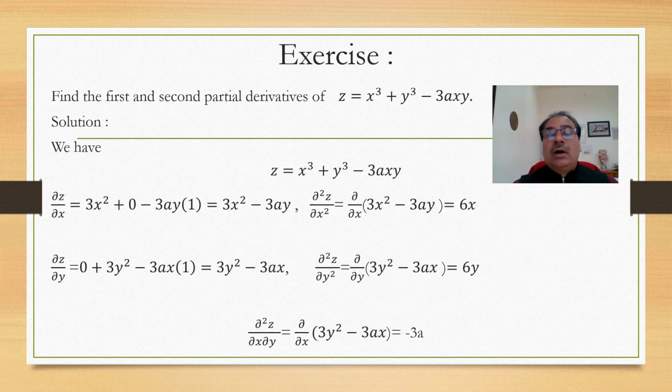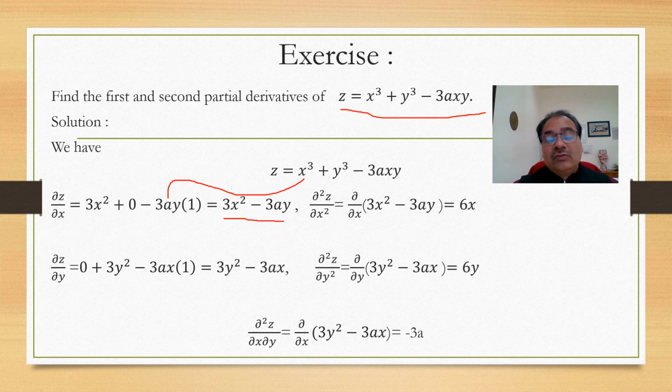Okay. So now, for example, find the first and second partial derivatives of this very famous equation, z is equal to x cube plus y cube minus 3xy. Just keep in mind these steps. You have this equation, then del z over del x. Del z over del x means keeping y as a constant. So you just differentiate it. You will get 3x square. This will be 0 because y is treated as a constant. And then minus 3y, and with respect to x you will get 1 here. So now you can simplify: 3x square minus 3y.